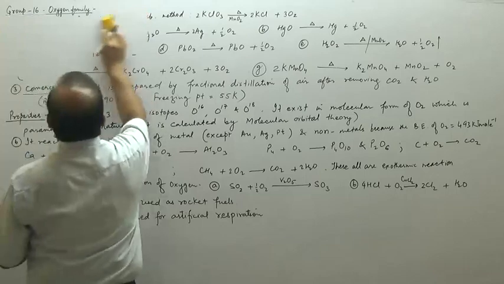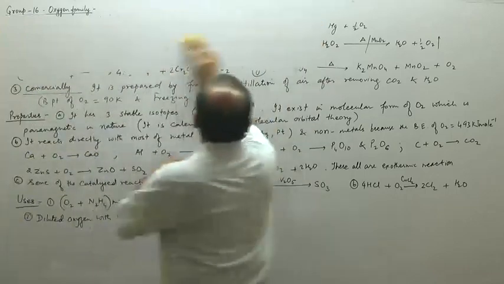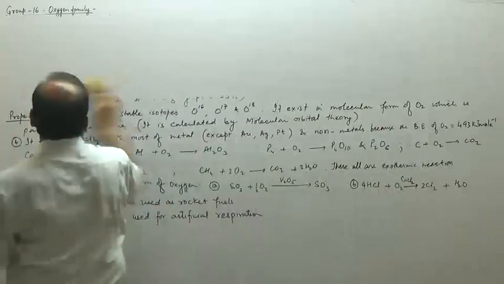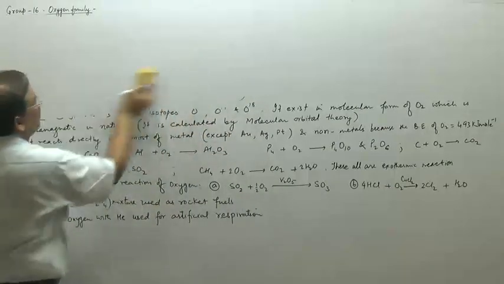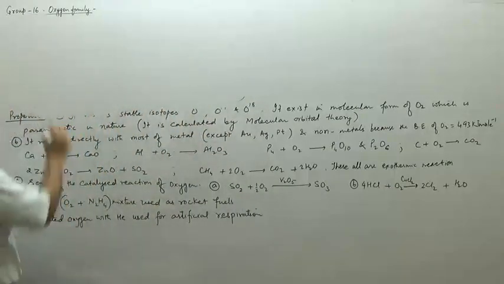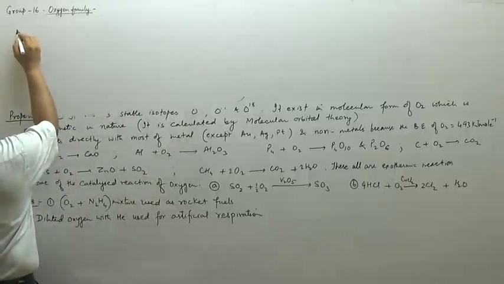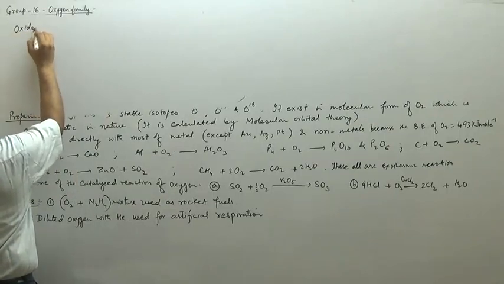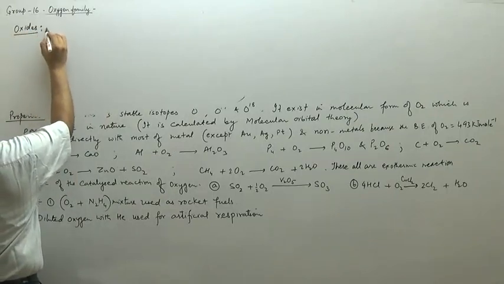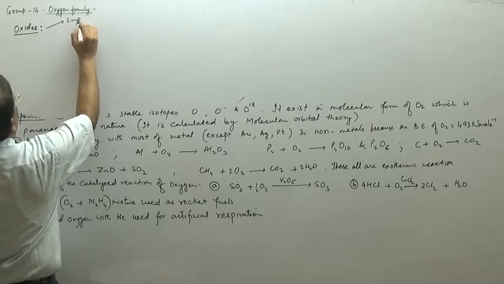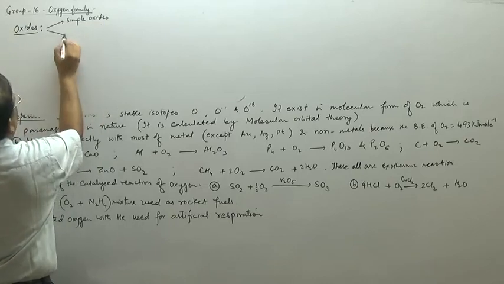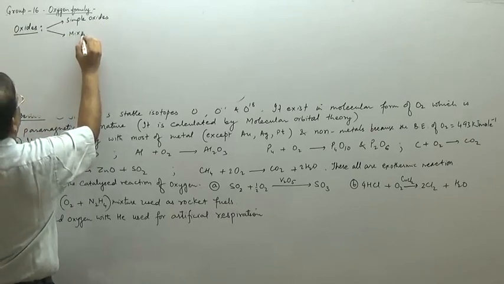So what are oxides? The oxides will be the simple oxides and the mixed oxides. So this is uses, then we'll write oxides. Oxides are of two types: one is called the simple oxides and the other is the mixed oxides.